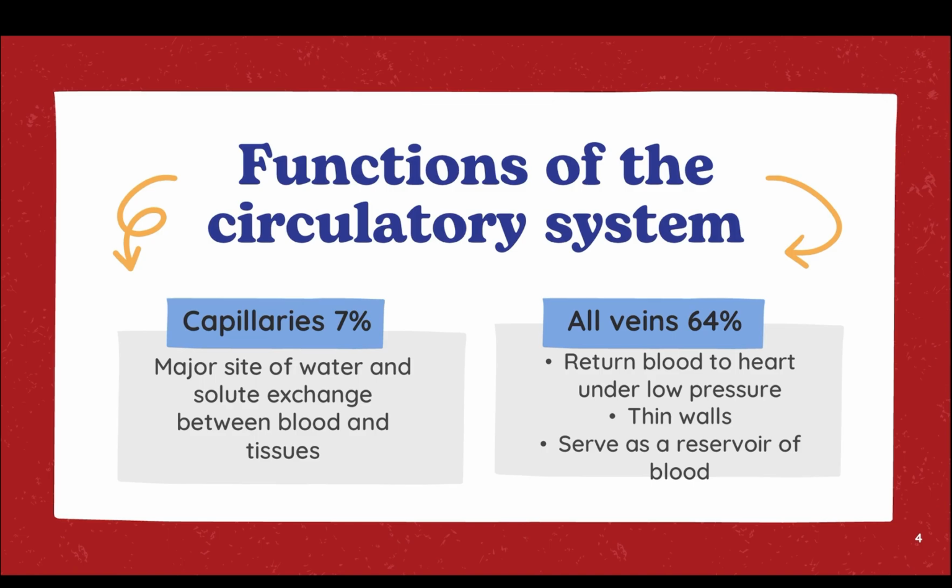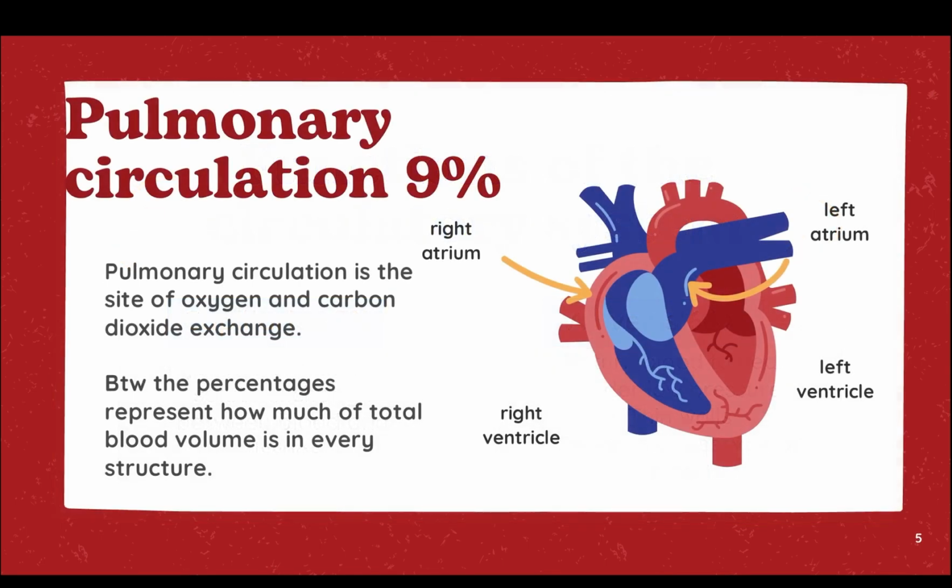Now, furthermore, we have the capillaries. This is the same 7% that I shared with the arterioles. They're the major site of water and solute exchange between blood and tissue. Basically, water as in osmosis, and solute as in nutrients. Here we have the veins. They take 64% of the total blood volume. That is why they serve as a reservoir of blood. They have most of the blood in them. They also return blood to the heart under low pressure, to the right atrium, and they have really thin walls.